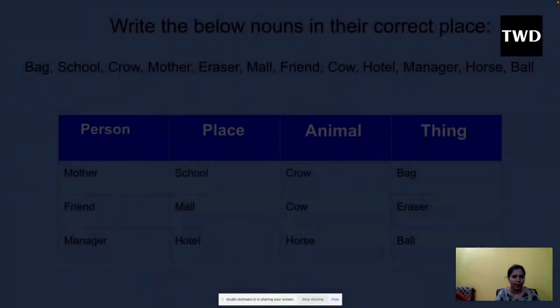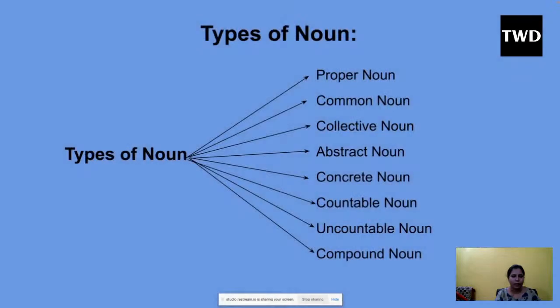So here there are some sentences. We will just skip that, and we will come to the types of nouns which we are going to do today. They are proper noun, common noun, collective noun, abstract noun, concrete noun, countable noun, uncountable noun, and compound noun. All these are very simple. We will do it very fast, and then we will move to the pronoun part.